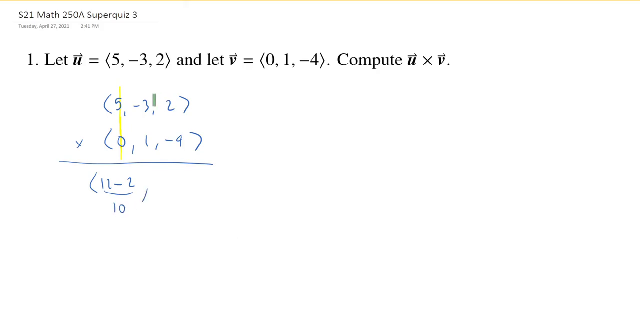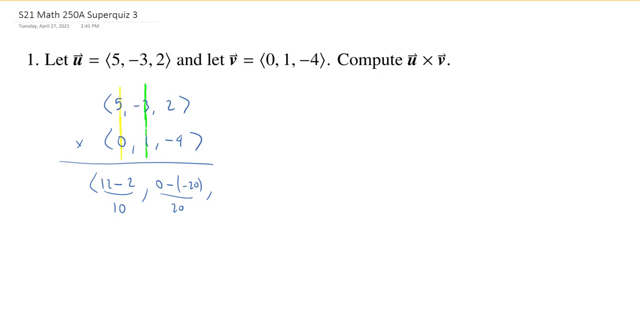Then we go to the second column. And when I do the second column, I do the same trick where I'm going to multiply diagonally, except I do it in reverse. So I'm first going to do 2 times 0, which is 0. And I'm going to subtract, and I'll go the other way, 5 times negative 4. So that's negative 20. So 0 minus negative 20, which is 20.